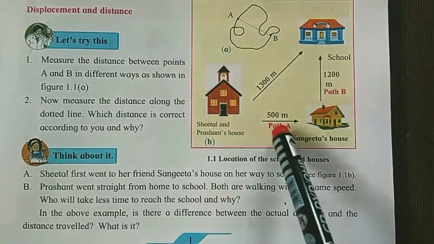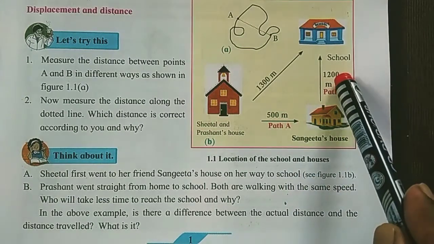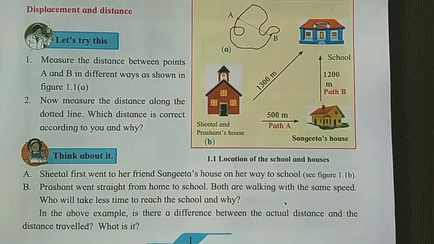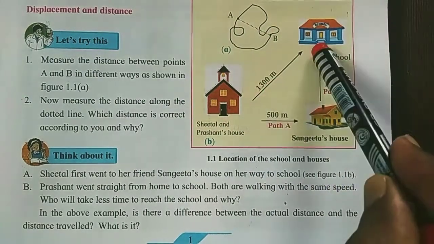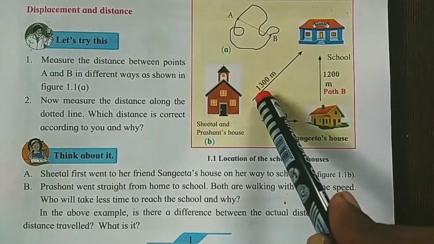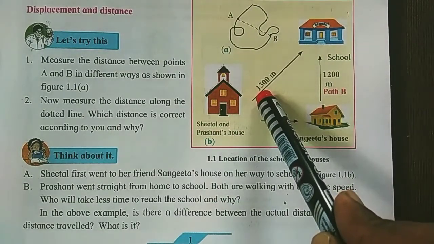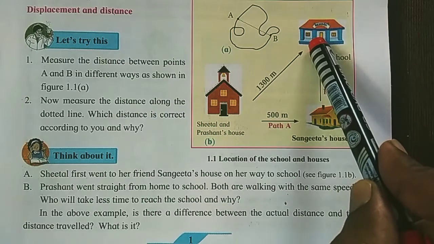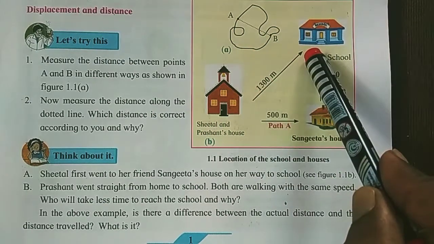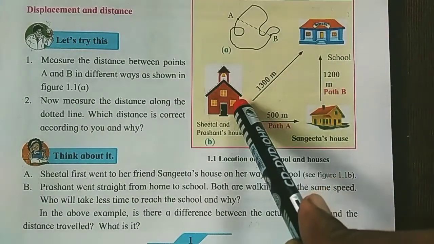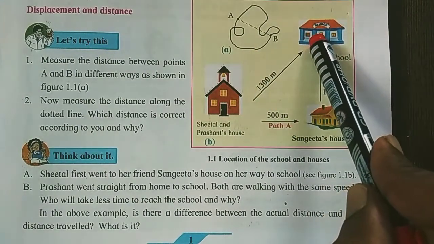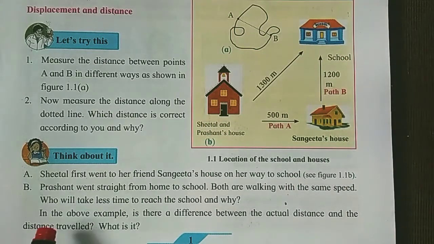If Sheetal travels this 500 meters and this 1200 meters, it becomes 1700 meters, and Prashant is moving directly 1300 meters, then Prashant will reach the school first. Because the distance is less and they are moving with the same speed, Prashant will reach the school first. Now in the above example, is there a difference between the actual distance and the distance traveled?